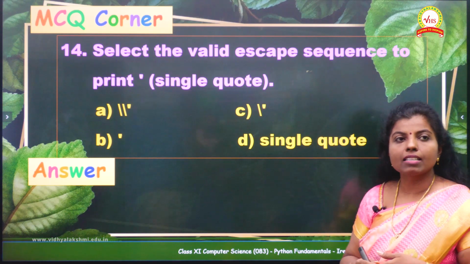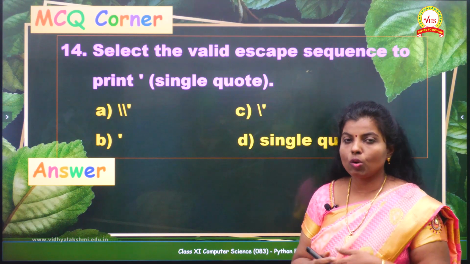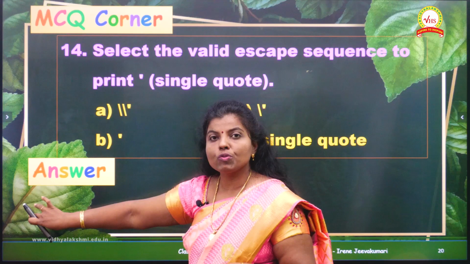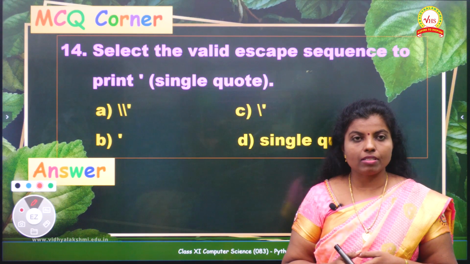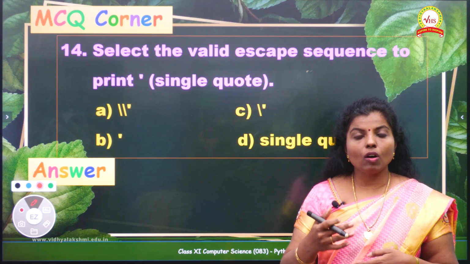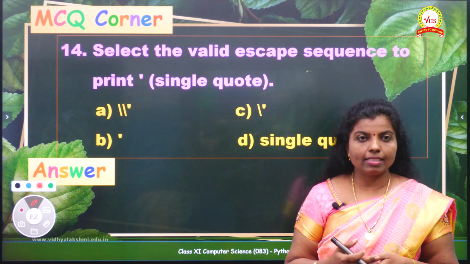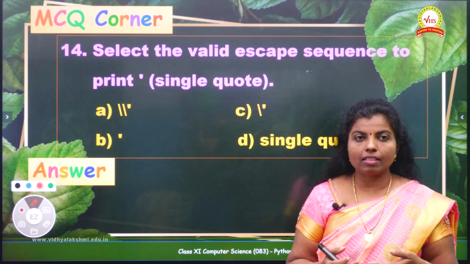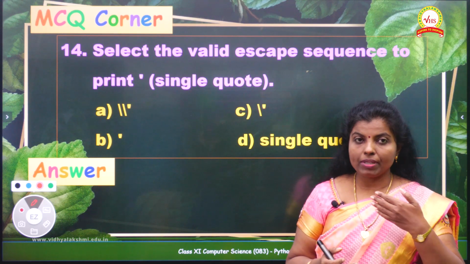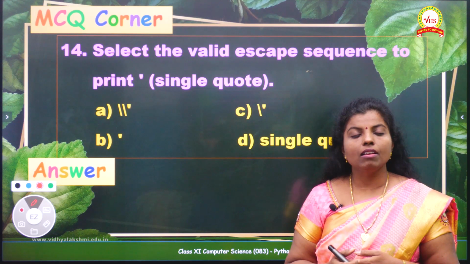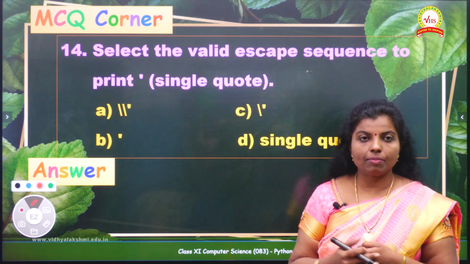Select the valid escape sequence to print a single quote. So we have to select which one is the valid escape sequence. Now let us see what escape sequences are. To represent the non-graphic characters, we use escape sequences. The non-graphic characters are the characters that cannot be typed directly from the keyboard. So to represent all the non-graphic characters, we have some symbols called escape sequences.